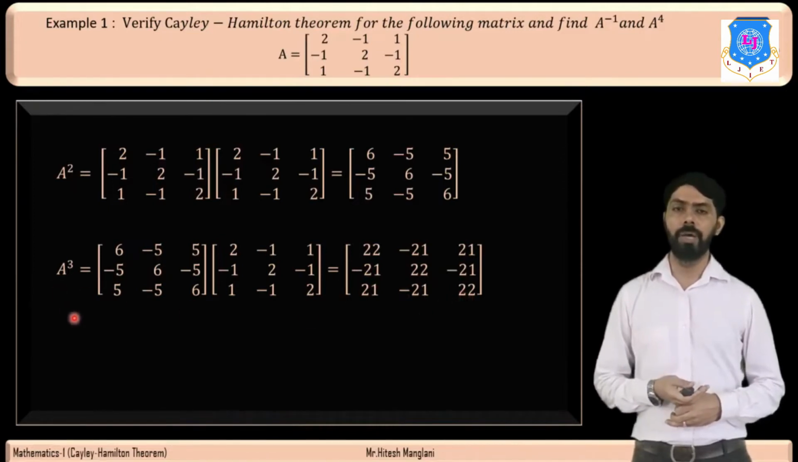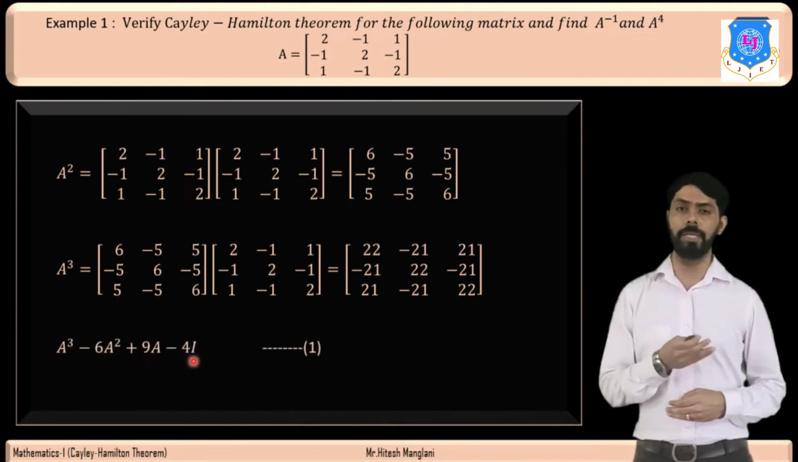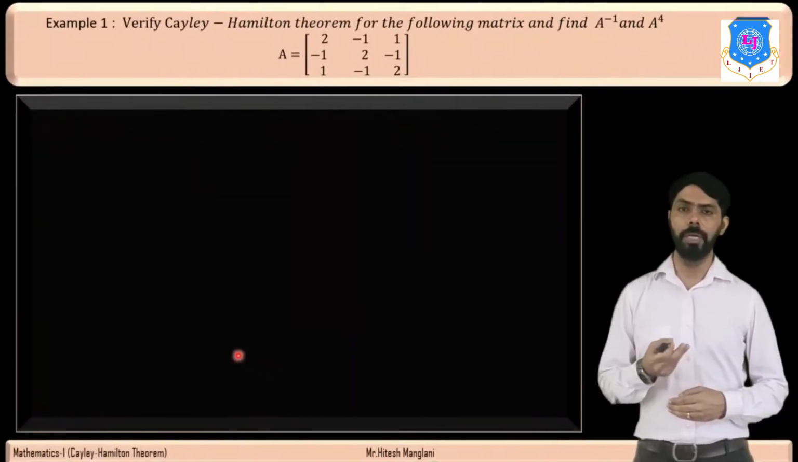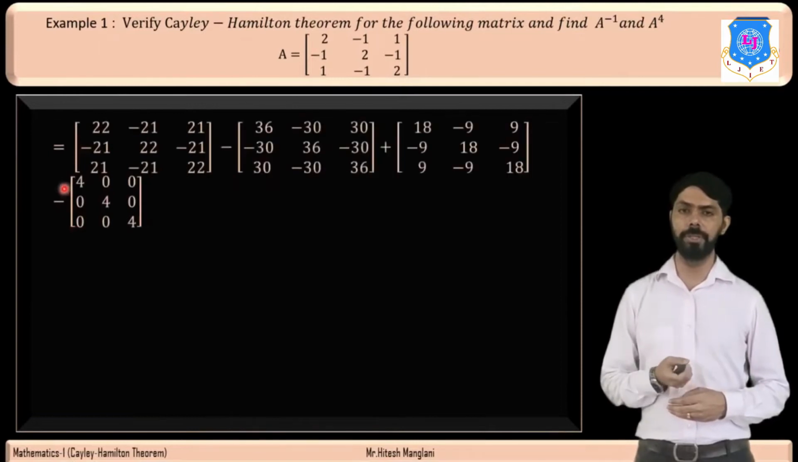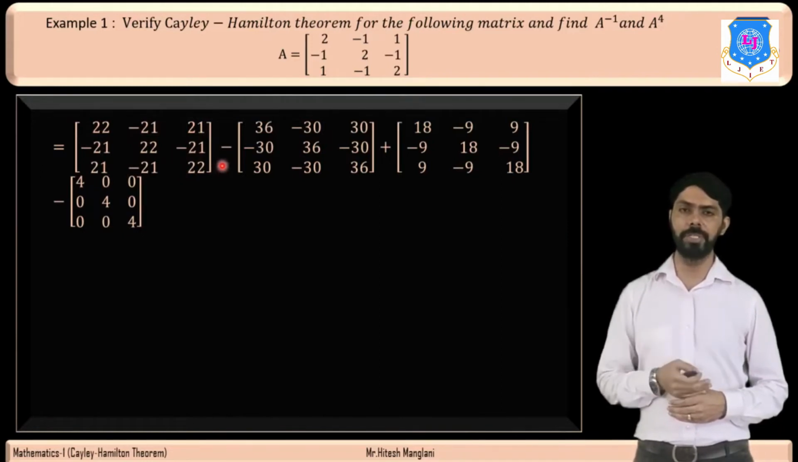Here we will have to verify the Cayley-Hamilton theorem. So we will find A cube minus 6A square plus 9A minus 4I. Suppose this is equation number 1. Here we have already found A cube and A square, so we will put A cube and A square in this equation. A cube is [22 -21 21; -21 22 -21; 21 -21 22]. Then after, minus 6A square.